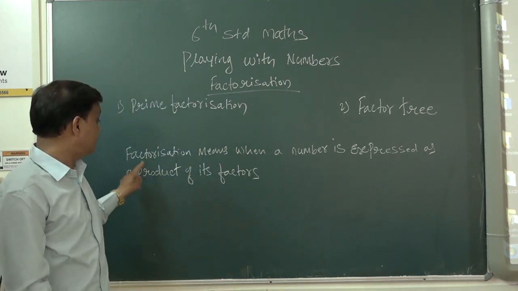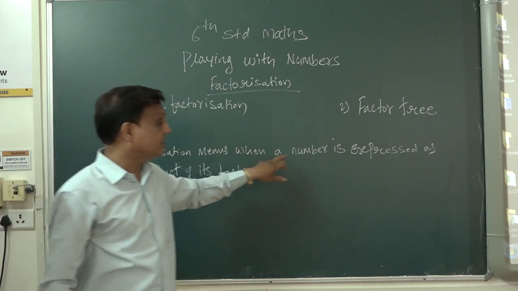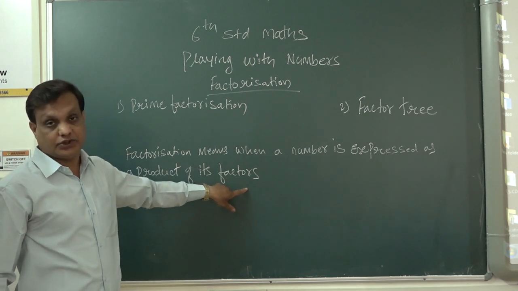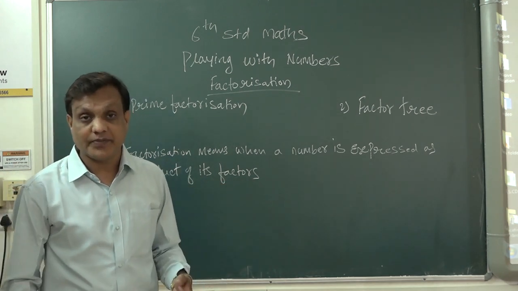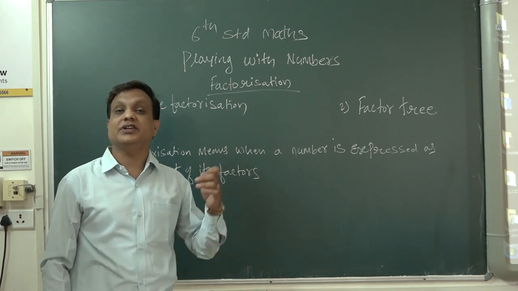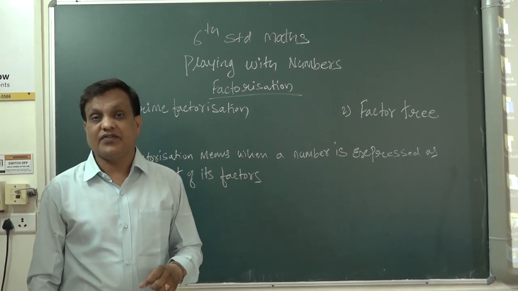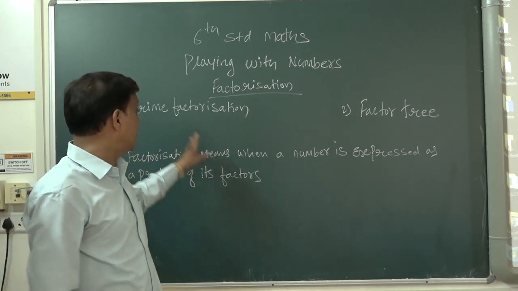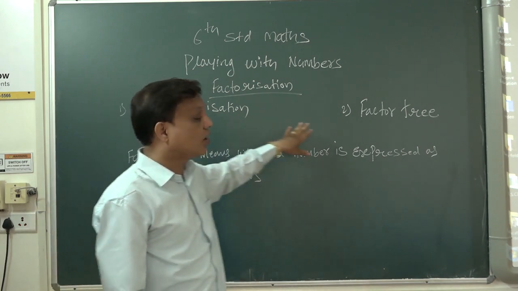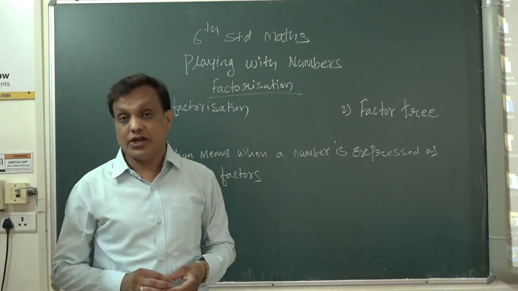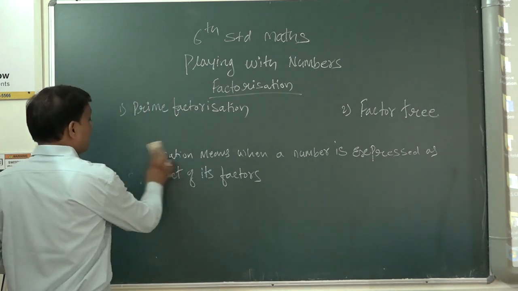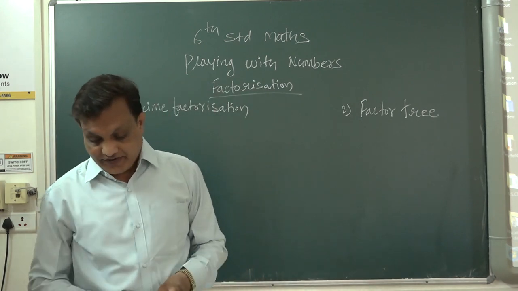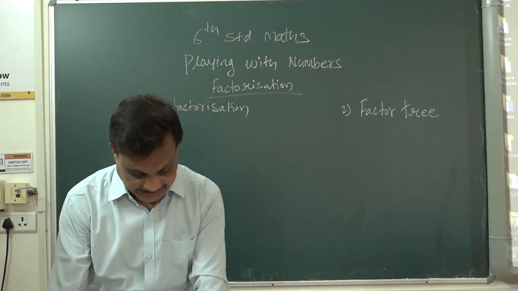So once again, what is the definition? Factorization means when a number is expressed as a product of its factors. You have to find the factors of the given number, and when you multiply the factors, you will get the given number. You can find the prime factors of any number with the help of the prime factorization method or the factor tree method. Now we are going to see how each works and how to find the answer. First we will see prime factorization.